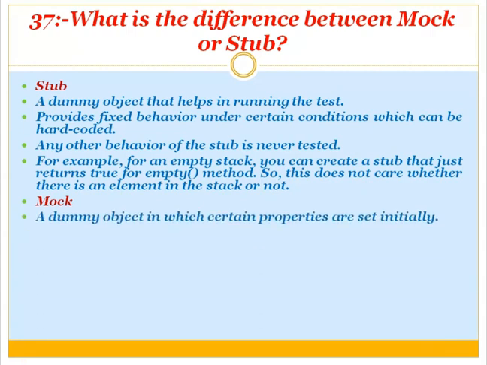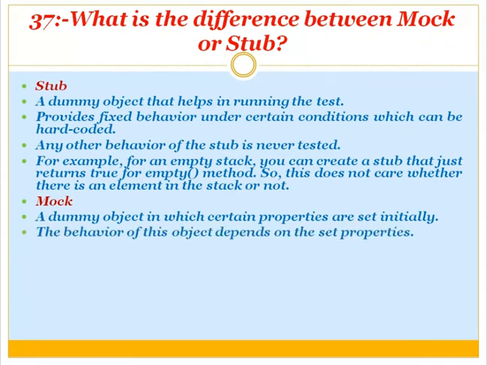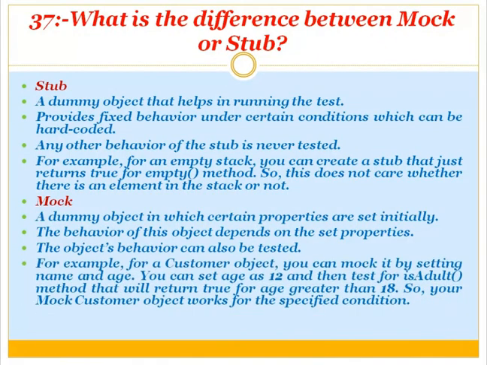A mock is also a dummy object, in which certain properties are set initially. So the behavior of this object depends on the set properties. The object's behavior can also be tested. For example, for a customer object, you can mock it by setting name and age. You can set age as 12 and test the isAdult method, which will return true for age greater than 18. So your mock customer object works for the specified condition.